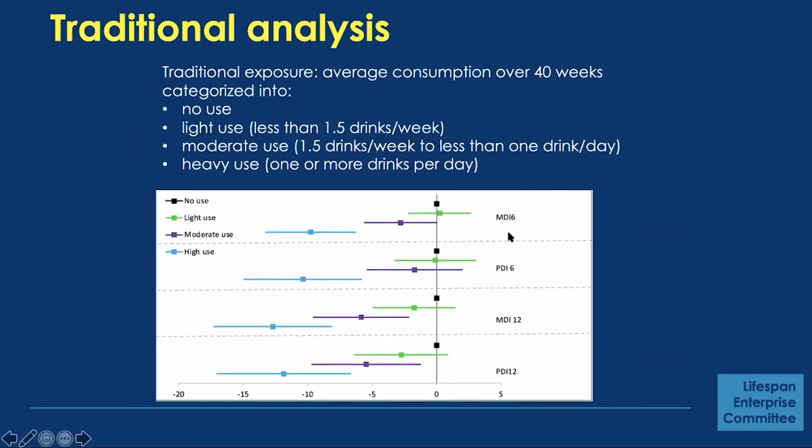So we were interested in how this would look if we had just done a traditional analysis. If we hadn't teased out that nuance of the two exposures, would we still have been able to see this? So we just did a traditional exposure analysis where we took the cumulative dose over pregnancy and divided it up into no use, light use, which was less than 1.5 drinks per week, moderate use, and heavy use, and then reran these analyses. And this is how we would have typically done an analysis like this.